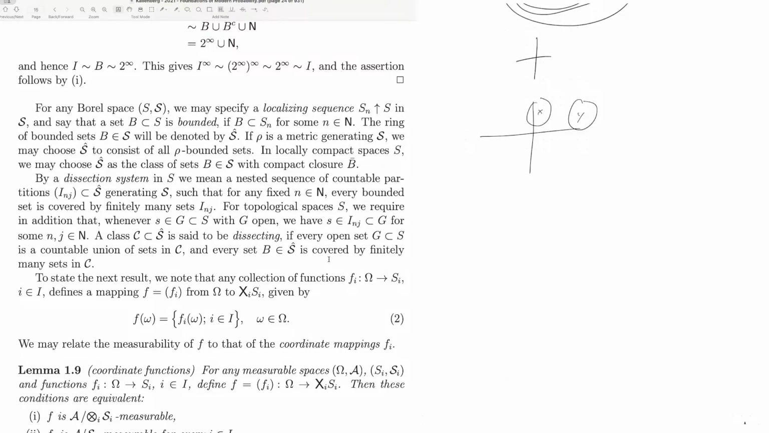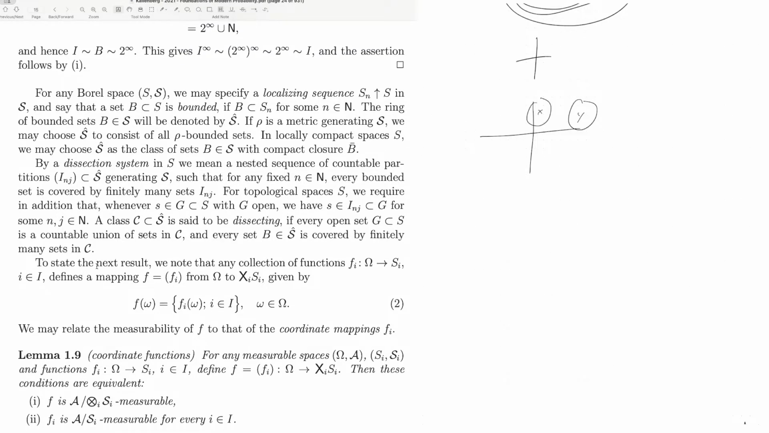So basically, every open set can be represented. It's a bit like a separable space. Every set P is covered by finitely many. Any compact, okay. So it could be bizarre, but some part of it's got to be nice.